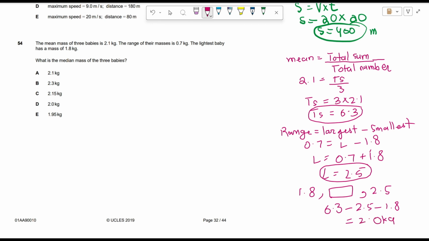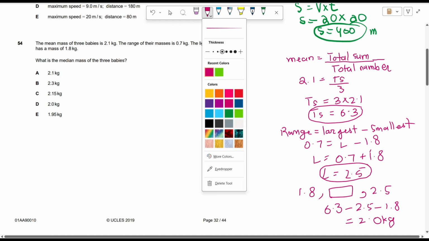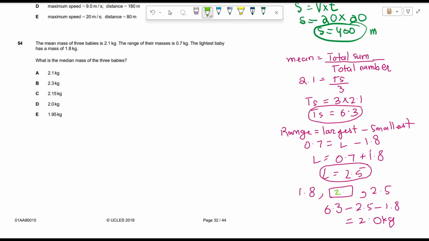2.0 kg. So the middle mass, or the center mass of the baby, is what? It is 2.0. So 2.0 is option number D. This is the correct answer. So I hope this was very simple, not difficult at all.